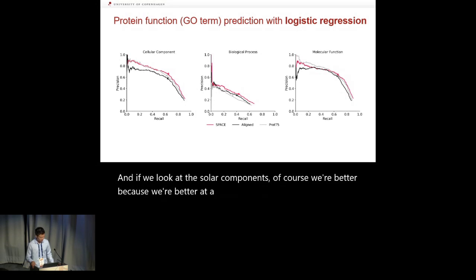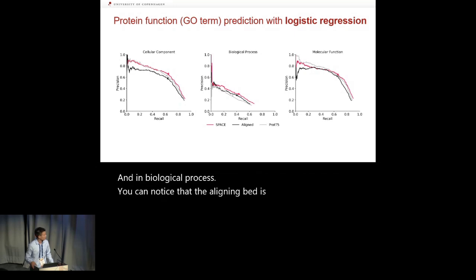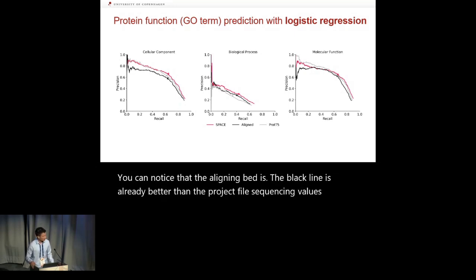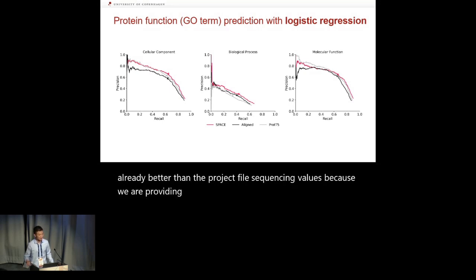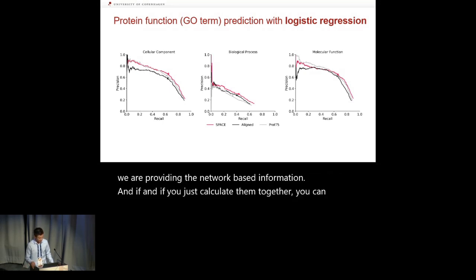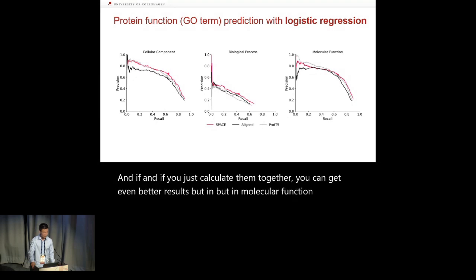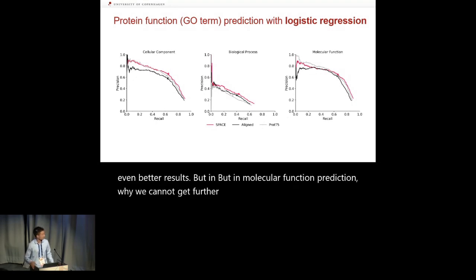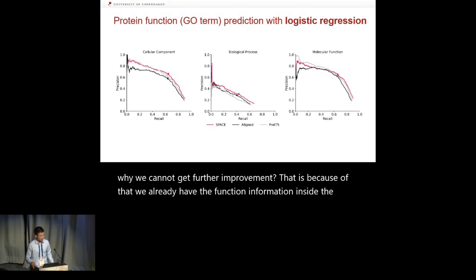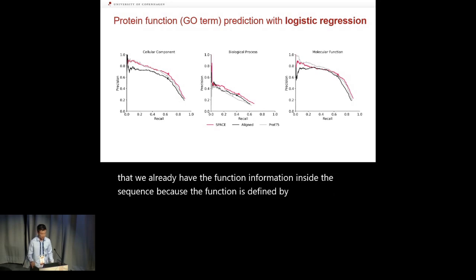And in biological process, you can notice that the aligned embeddings, the black line, is already better than the Protein-5 sequence embeddings, because we are providing the network-based information. And if you just concatenate them together, you can get even better results. But in molecular function prediction, the reason we cannot get further improvement is that we already have the function information inside the sequence, because the function is defined by the motifs and the domains.